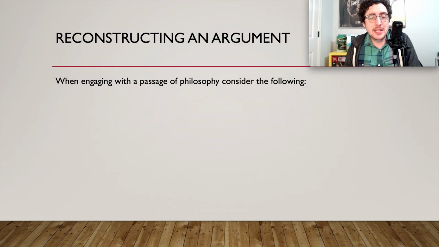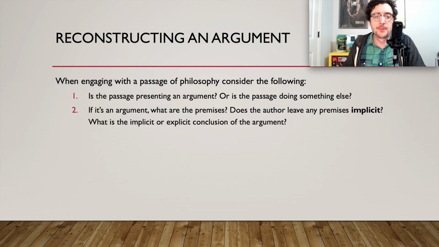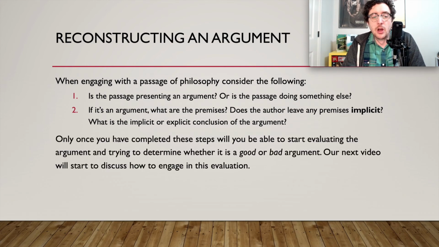So when you engage with a passage of philosophy, you should consider the following. Ask, is the passage presenting an argument or is it doing something else? You should ask, if it's an argument, what are its premises? And does the author leave any premises implicit? What's the implicit or explicit conclusion of the argument? Once you've done that, you'll be able to see what the argument is, and only then will you be in a position to try to figure out if it's a good argument or bad argument. That's what we'll discuss in the next video.